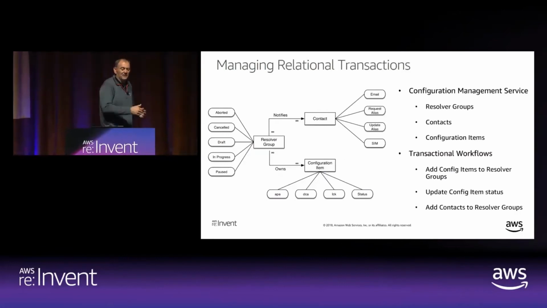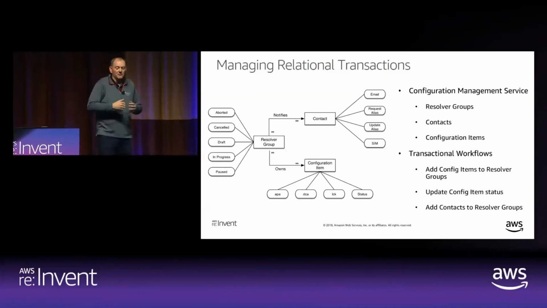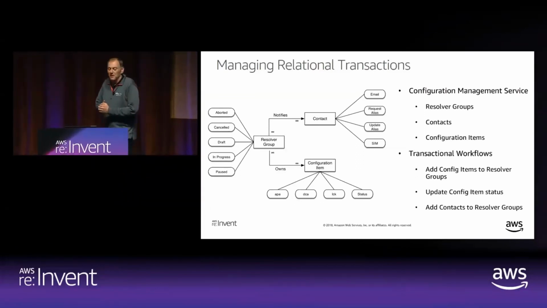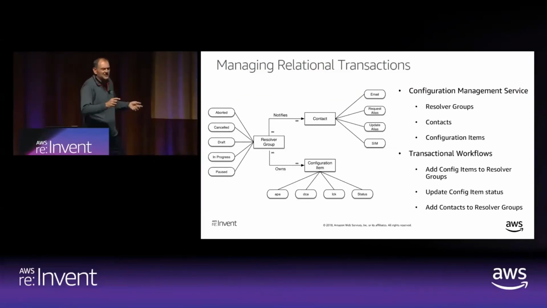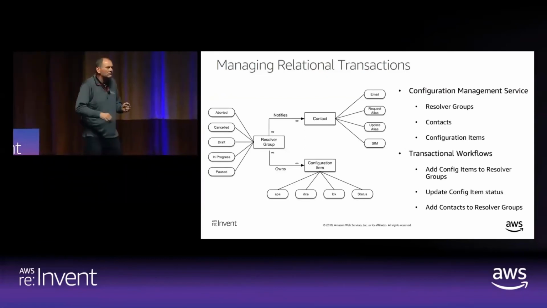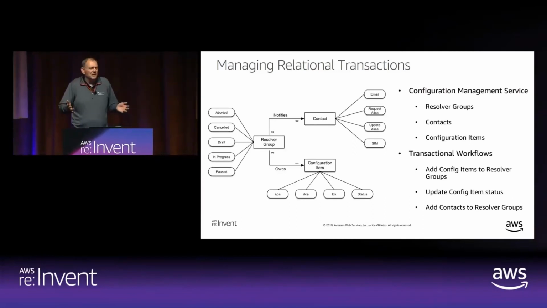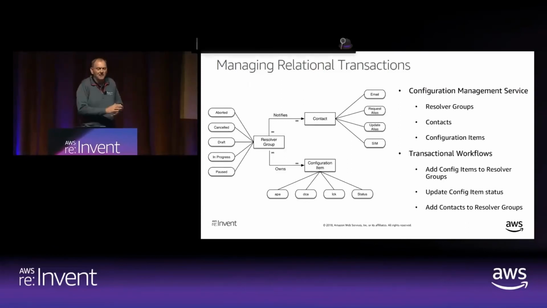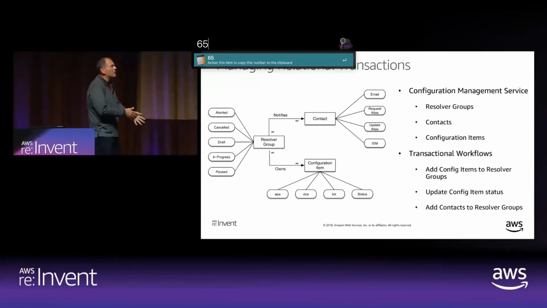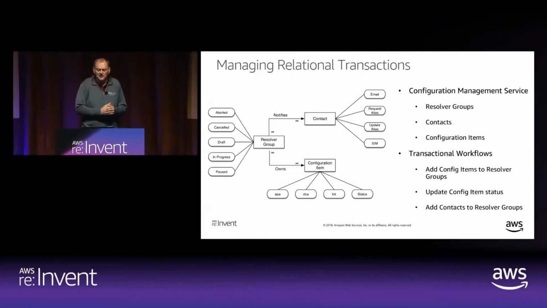And so the data model looks something like this. We have a resolver group entity. There's a many-to-many relationship between contacts and resolver groups, and between configuration items and resolver groups. And there are a couple of transactional workflows we have to execute. We want to add configuration items to the resolver groups all at once or not at all. A configuration item can belong to multiple resolver groups, and multiple configuration items might come in together, and we want these committed to the resolver groups all at once or not at all. Maybe contacts might need to be added to resolver groups transactionally as well. We might want to update the configuration item data transactionally. There are a lot of workflows here that require transactional interactions with the data.